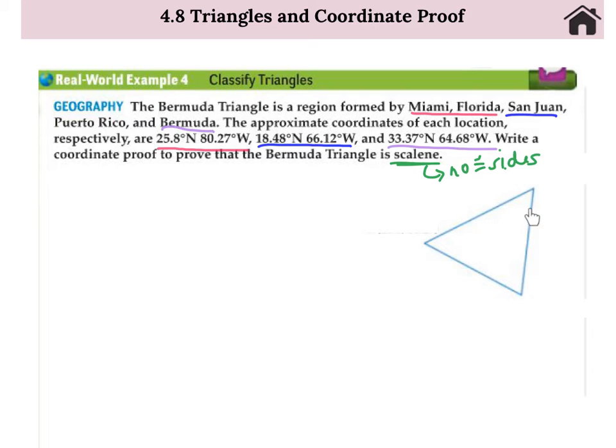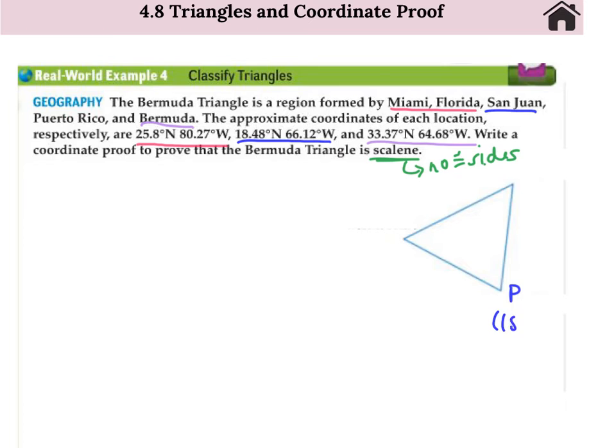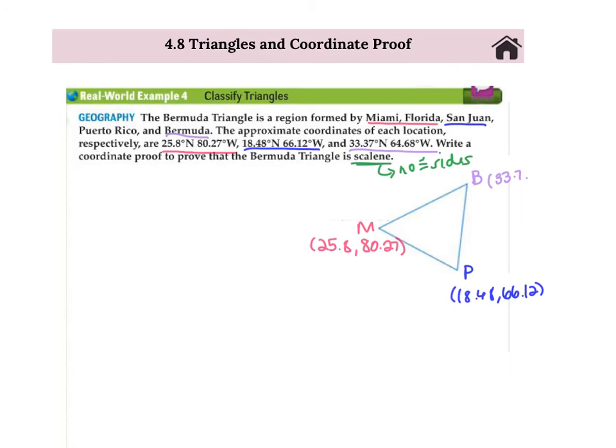So first I want to start off by labeling my triangle with the given points. So I'm going to put Puerto Rico down here at 18, 48. Miami, I want to put right here. And then last, Bermuda is right up here.